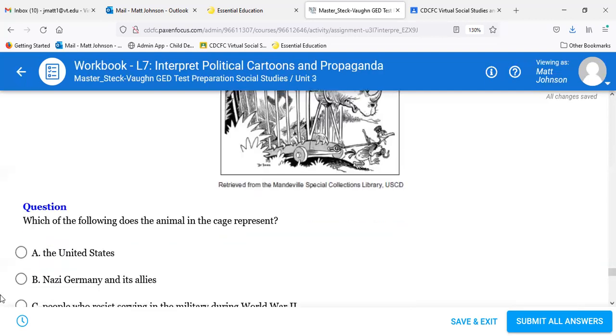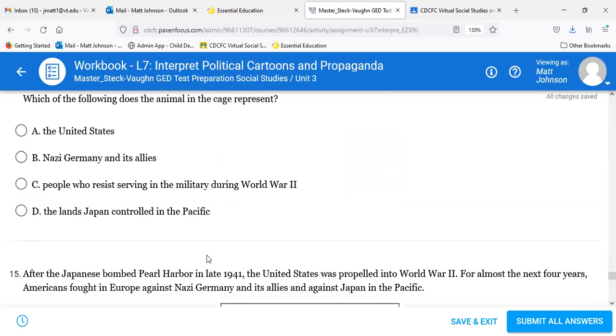Tracy, you want to read that question for us? Question 14. Which of the following does the animal in the cage represent? A, the United States. B, Nazi Germany and its allies. C, people who resist serving in the military during World War II. D, the lands Japanese control in the Pacific. B. Yeah, B, right?